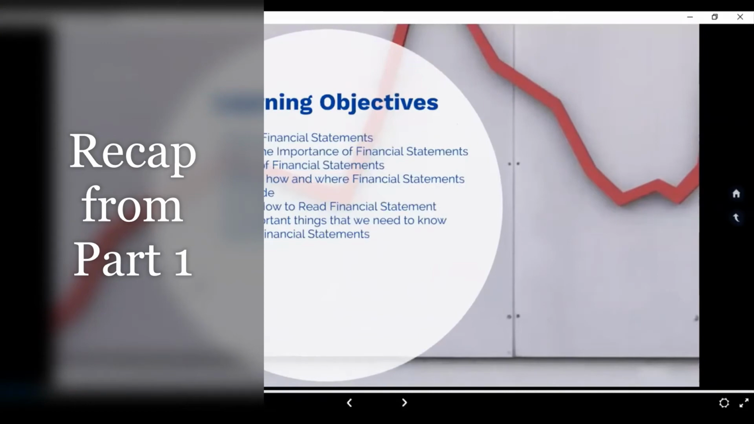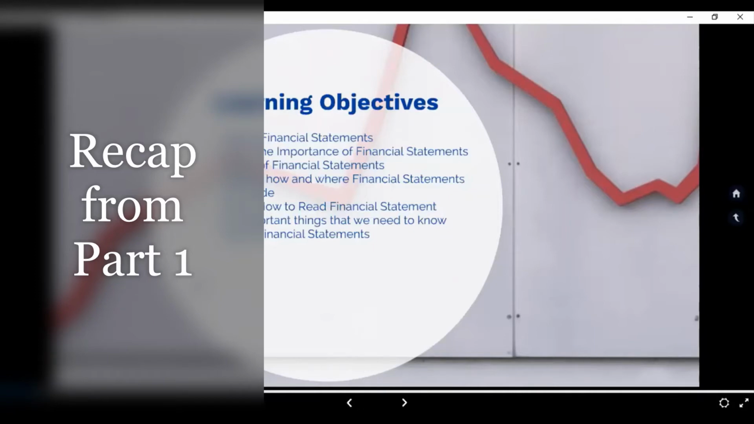Alright, so for tonight, we are going to define what a financial statement is, or your financial statements, okay? We are going to identify the importance of your financial statements later on. And of course, our core topic for tonight: what are the types of financial statements and what are the different information that they are conveying to us, okay? Or what are the information that are communicated using these financial statements. And of course, identify how and where financial statements are made and learn to read financial statements.